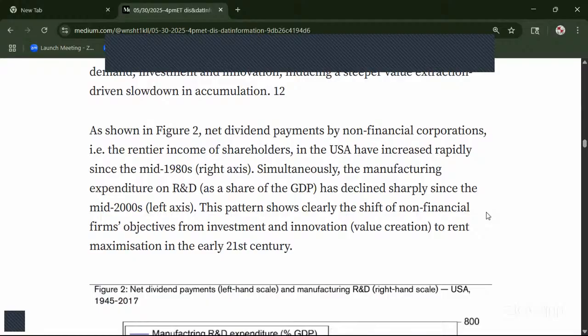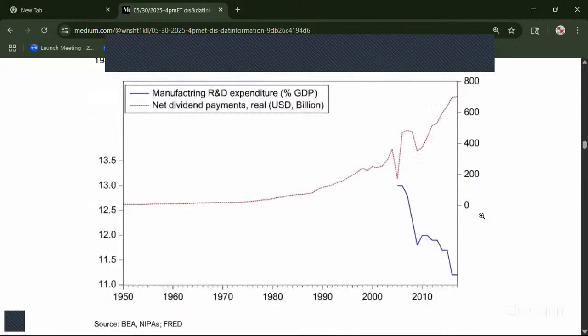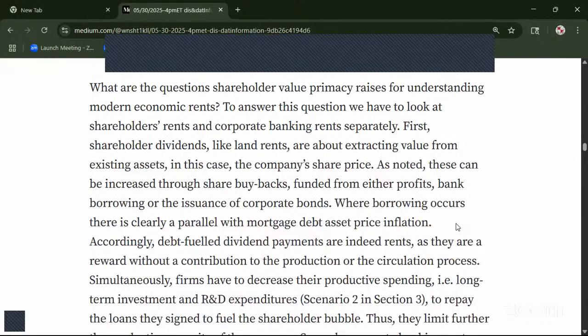That's the left axis. This pattern shows clearly the shift of non-financial firms' objectives from investment and innovation, that is value creation, to rent maximization in the early 21st century. So you can see this divergence here, and it's pretty extreme, as I think you can see. What are the questions shareholder value primacy raises for understanding modern economic rents? Now, to answer this question, we have to look at shareholder rents and corporate banking rents separately.